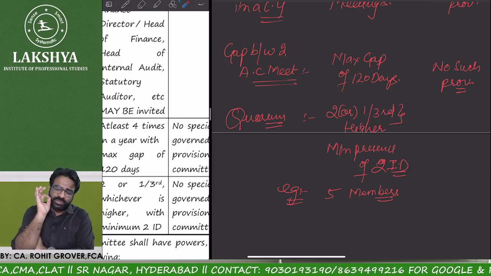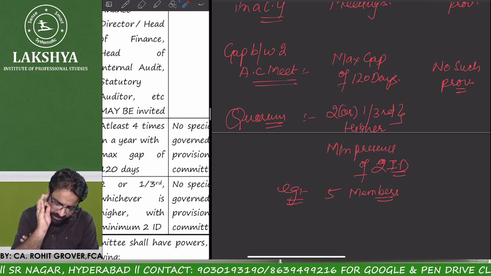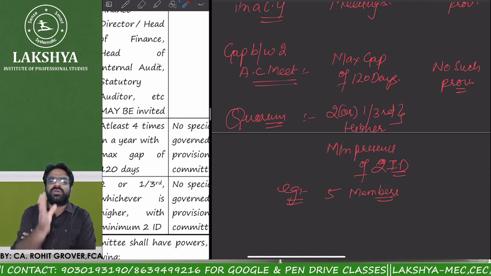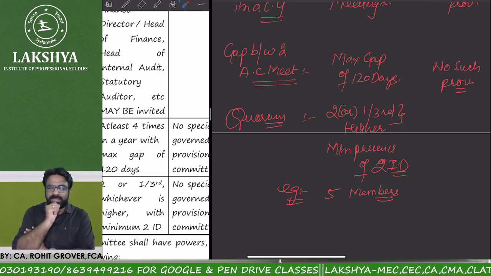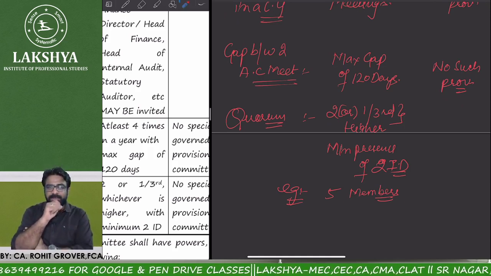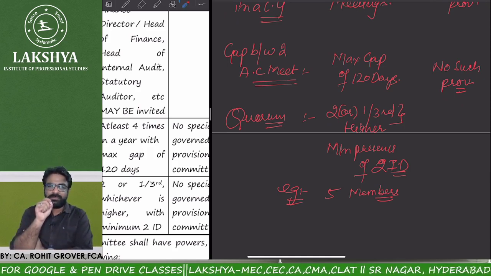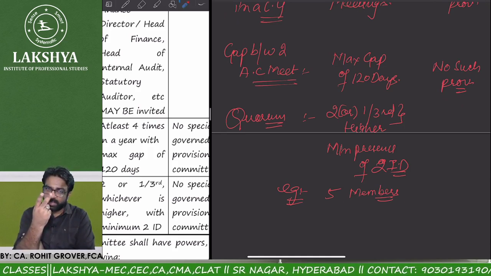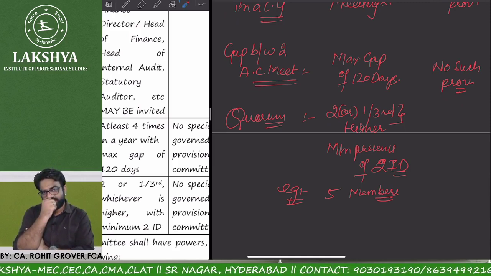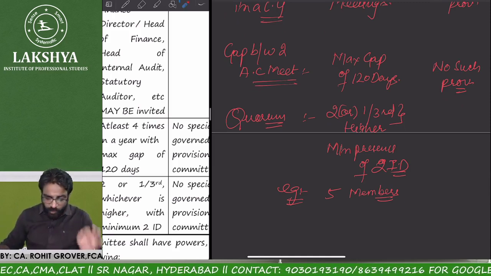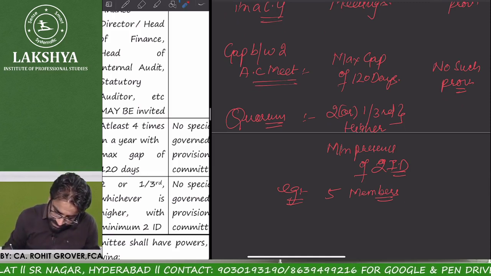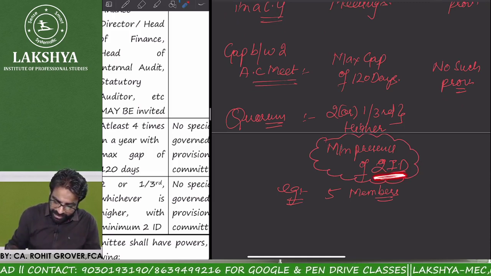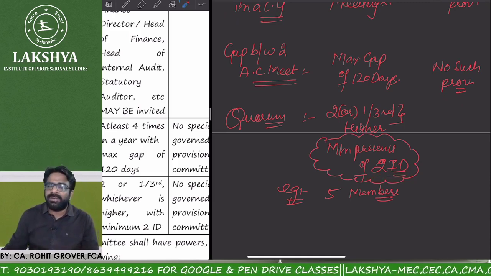Remember one thing, if 2 persons are present in the audit committee meeting as a quorum, at least 2 independent directors should always be there in the meeting. Tell me one thing, 9 members are there. 2 or 1/3 of the 9? 3. Whichever is higher, 3. Out of those 3, 2 should be independent. Are you getting the point or not? So whatever the quorum is, at least 2 should be independent directors. That you have to always remember.